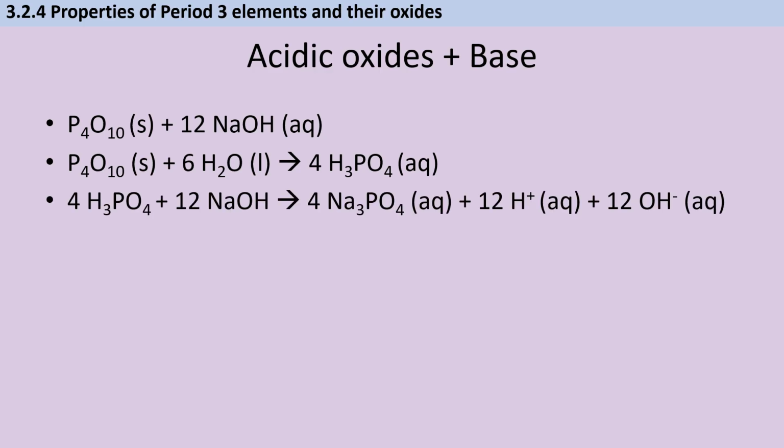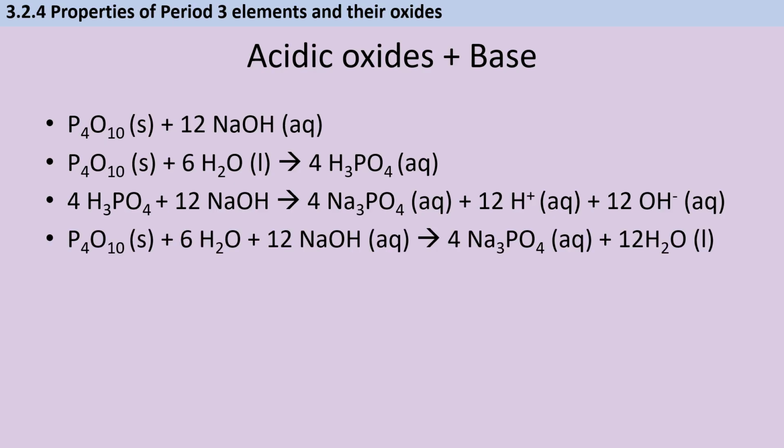So my phosphoric acid reacts here, and we make the salt and also the 12 moles of hydrogen ions and the 12 moles of hydroxide ions, which come together to be water. If we join together this equation with the previous equation, then we're left with something like this.